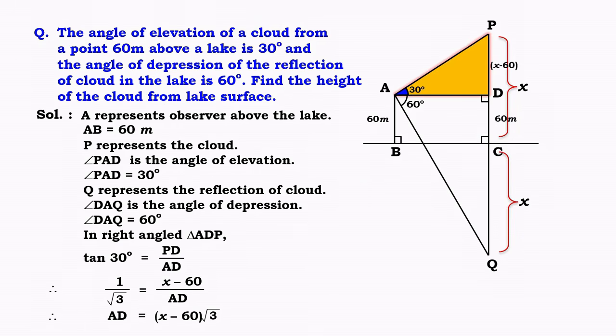In the next step, we will use the angle of depression of the reflection to obtain another expression for AD and then find the value of x.